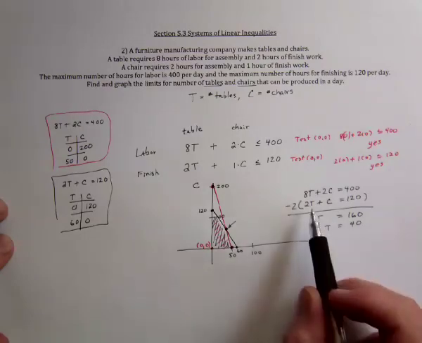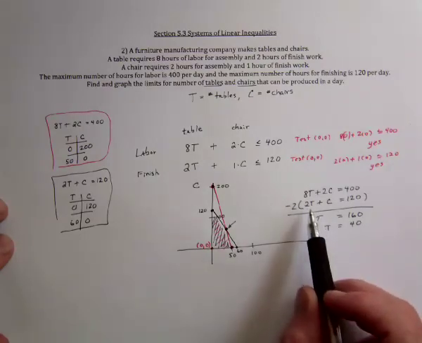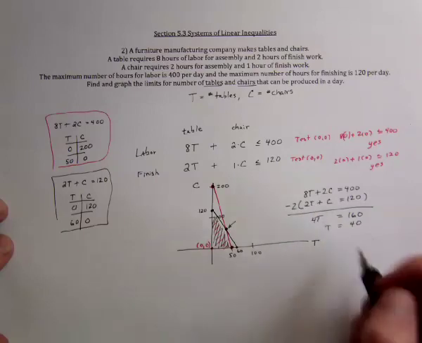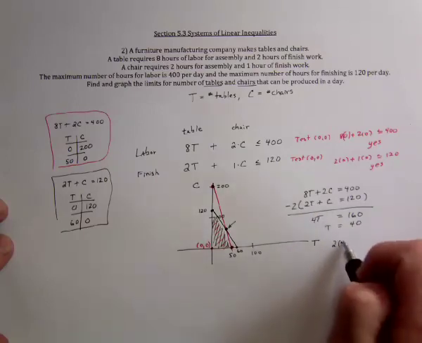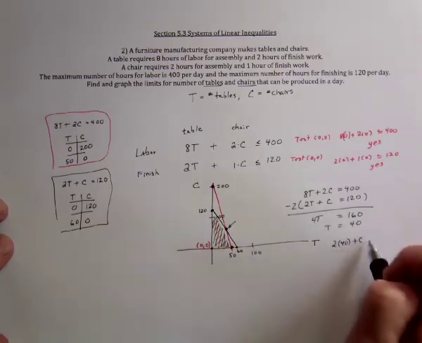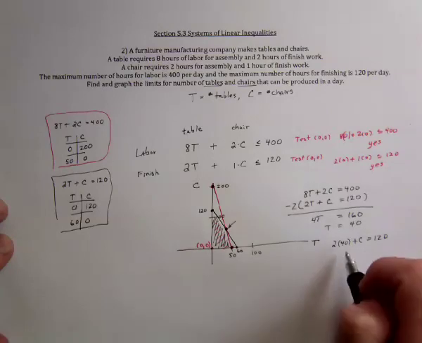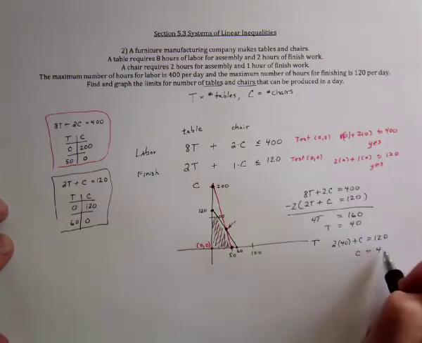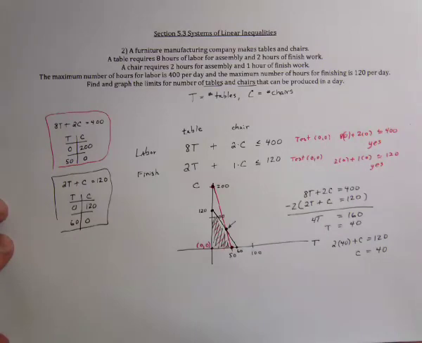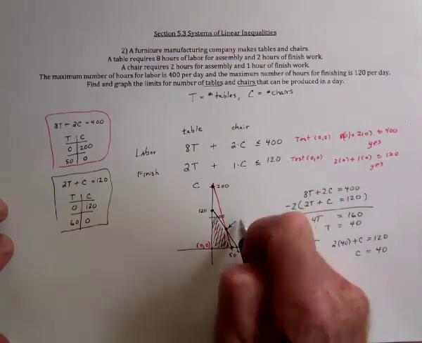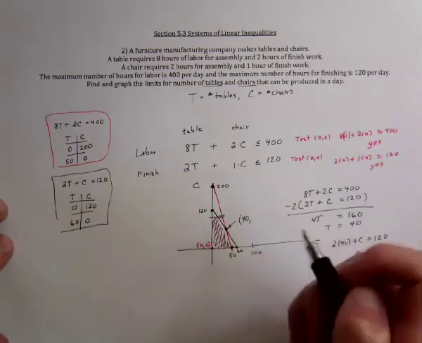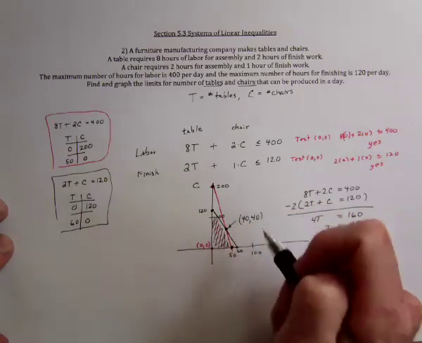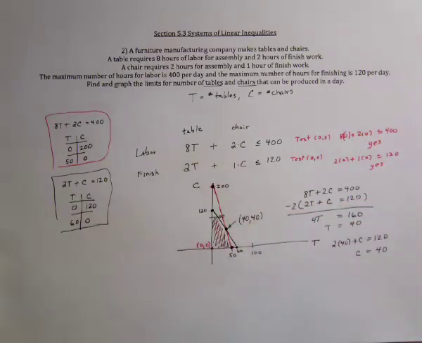And then substitute that back into one of the original equations, like this one right here. And it would say 2 times 40 plus c is equal to 120. So this is 80. Subtract 80 from both sides, and it leaves 40. Oh, nicely balanced. 40, 40. So this is at 40 for tables and 40 for chairs. And now we have the whole region defined.